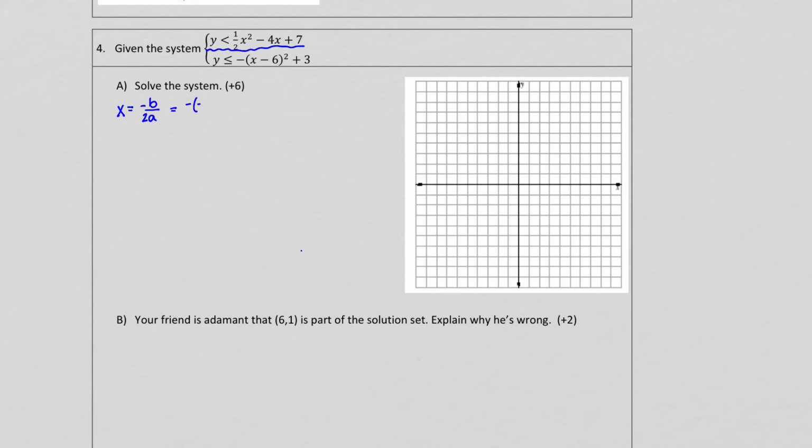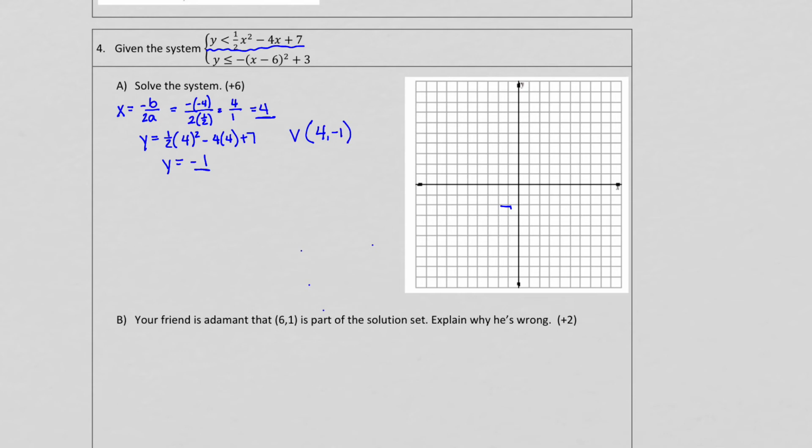So I get negative 4 over 2 times 1/2, so that gives me a 4 over 1. So I get x is 4. Then we find the y, and yes, I do use the equal sign with the y, even though this had a less than symbol. But I have 1/2 x squared, so 4 squared minus 4 times 4 plus 7. And we have to see what that equals. All right, so I end up with y is negative 1. So I know x is 4, y is negative 1, so that means my vertex is 4, negative 1.